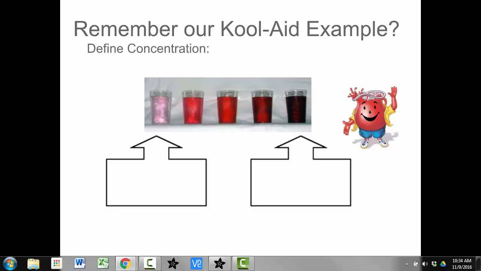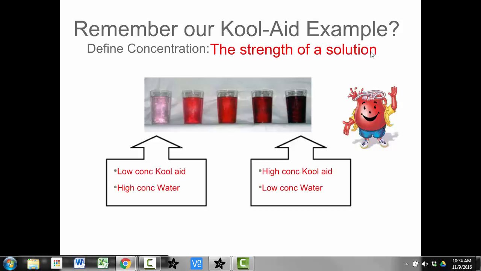All right, let's think back to Kool-Aid again. Concentration is how strong the solution is. So obviously this cup on the left has a low concentration of Kool-Aid and a high concentration of water. On the far side, this cup of Kool-Aid has a high concentration of Kool-Aid and a lower concentration of water.